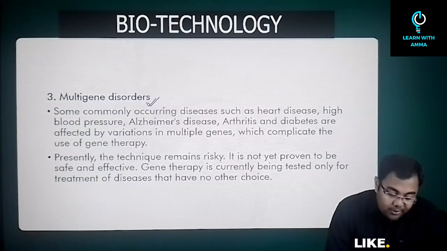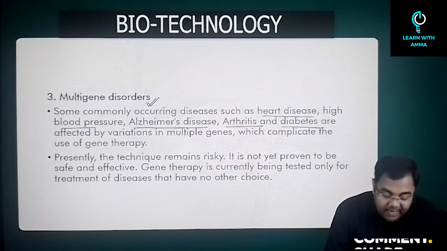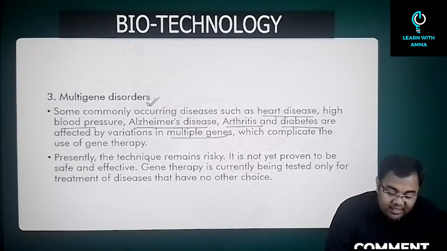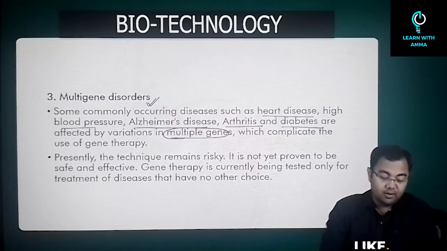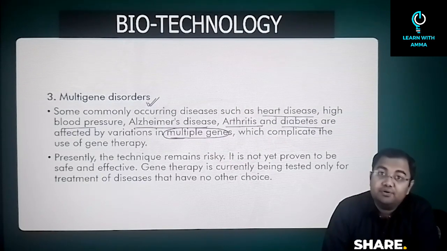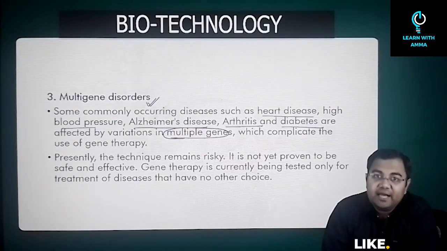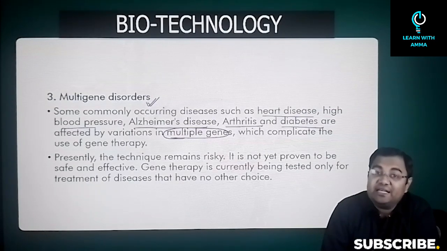That's why if you talk about, for example, high blood pressure, heart disease, Alzheimer's, arthritis, diabetes, all these are multi-gene disorders. All right, all these are multi-gene disorders, and that's why in these kinds of cases, using gene therapy becomes more difficult, and probably it will not be as effective.